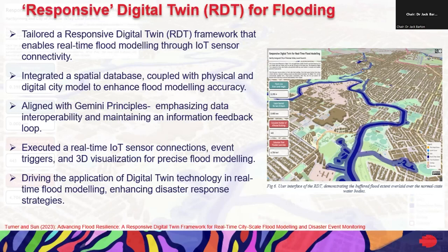During the design, in the paper we also reviewed how this application aligns with the GRID principles, especially the standards we used, how we enhance interoperability and maintain the information feedback loop, which is one of the GRID principles. It executed real-time IoT sensor connections, event triggers, and 3D visualization for precise flood modeling. To summarize, it's a driving application of digital twin technology in real-time flood modeling, enhancing disaster response strategies.